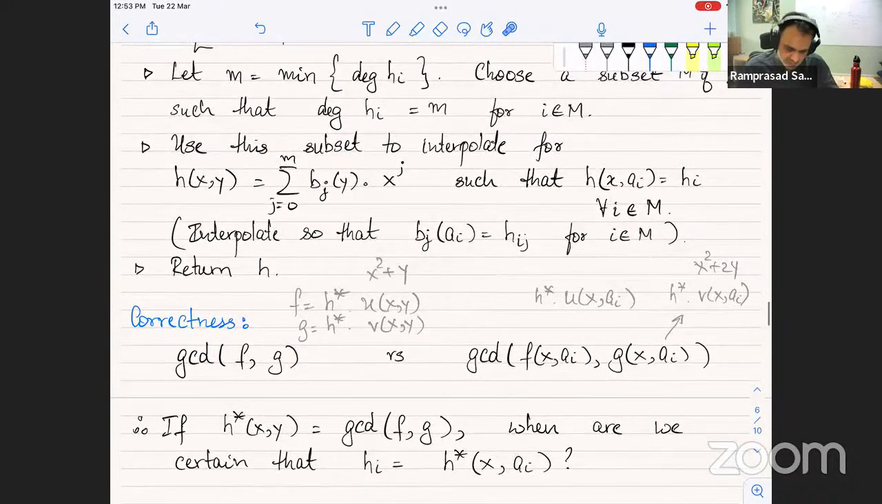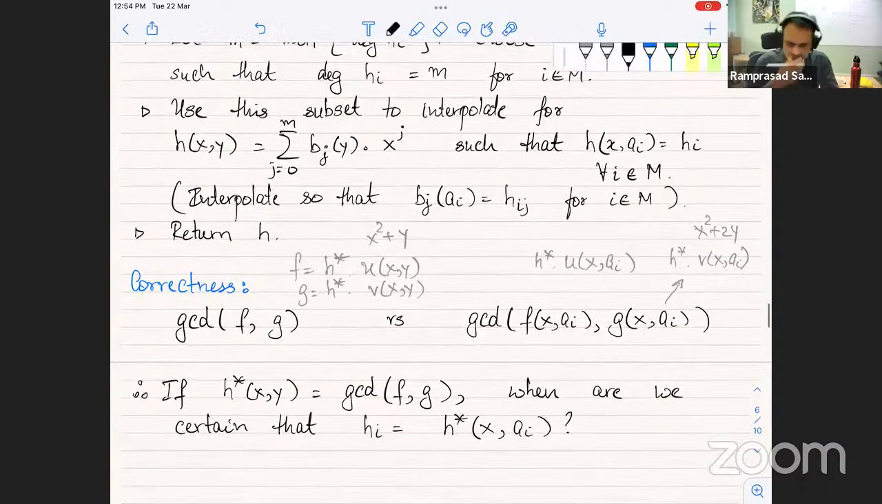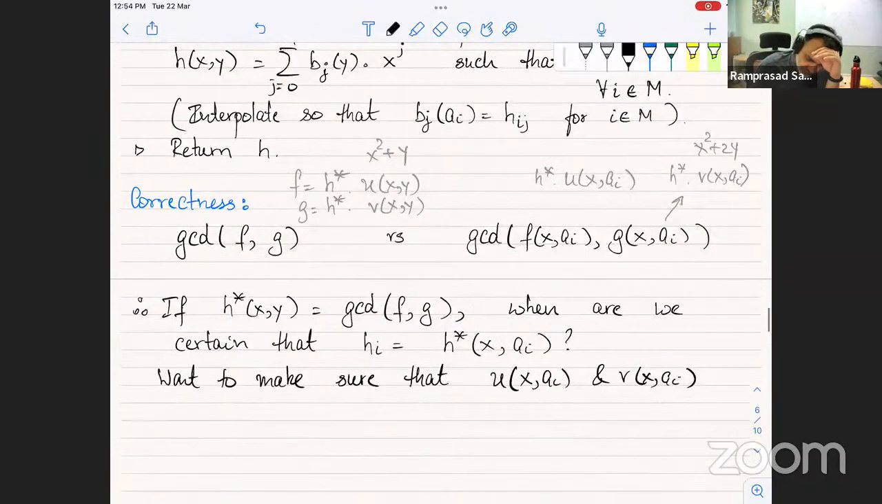Okay, so here's what I want to do. I want to say h star is the true GCD, and I want to get a sense of when we are sure that hi of x is actually equal to h star of x comma ai. So I want to make sure that u of x comma ai and v of x comma ai don't have any GCD.